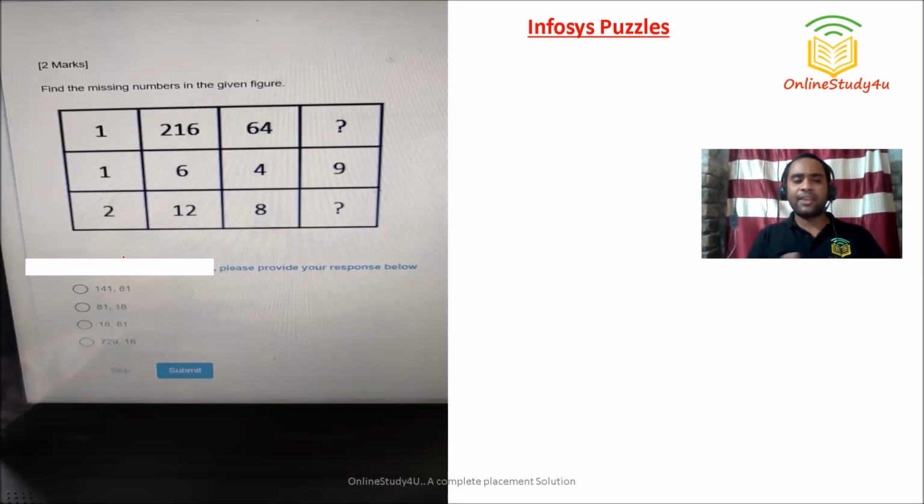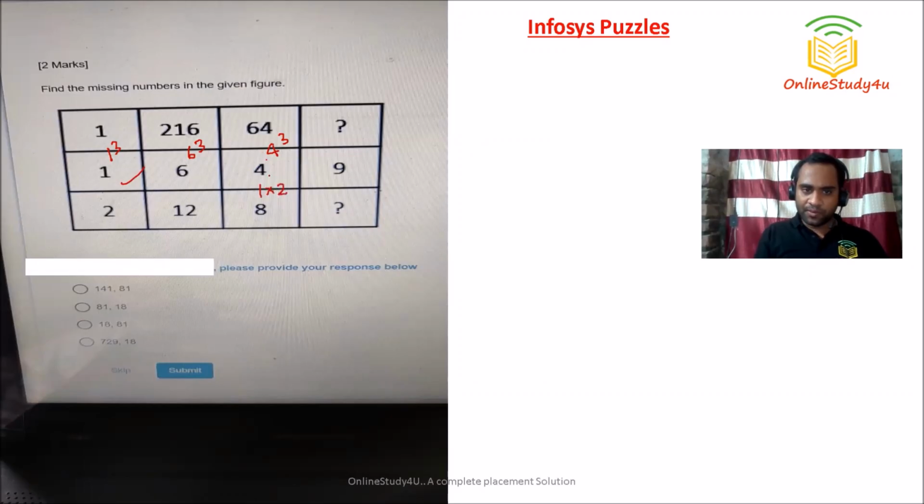You should have done enough practice for this kind of problems. Okay, now friends, here we could see what they have done: 4 and 64. So 4 and 64 will be nothing but 4 cube. 4 cube will be 64. 6 and 6 cube will be what? 216. 1 and 1 cube will be what? 1. Okay, so this should be understandable, right?